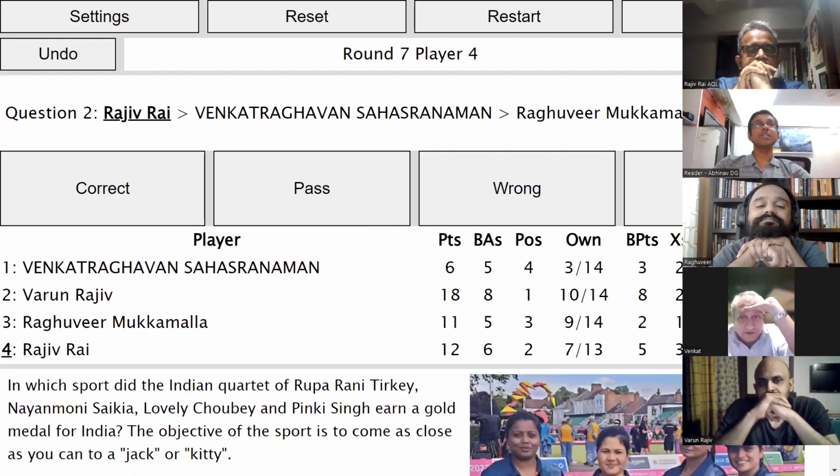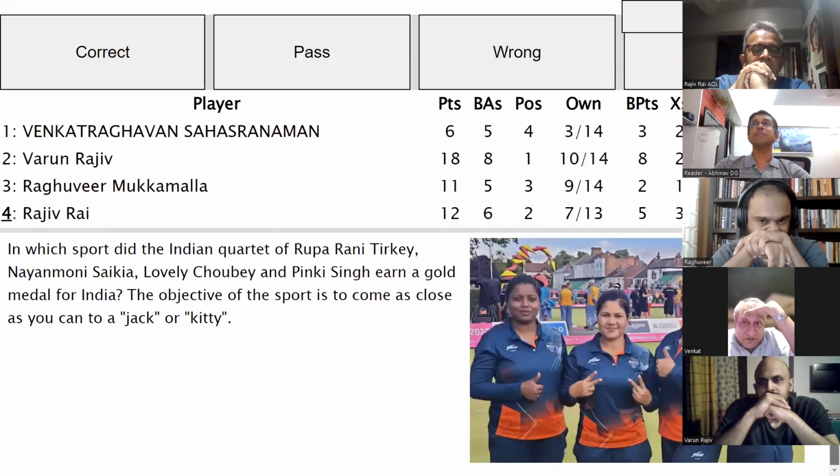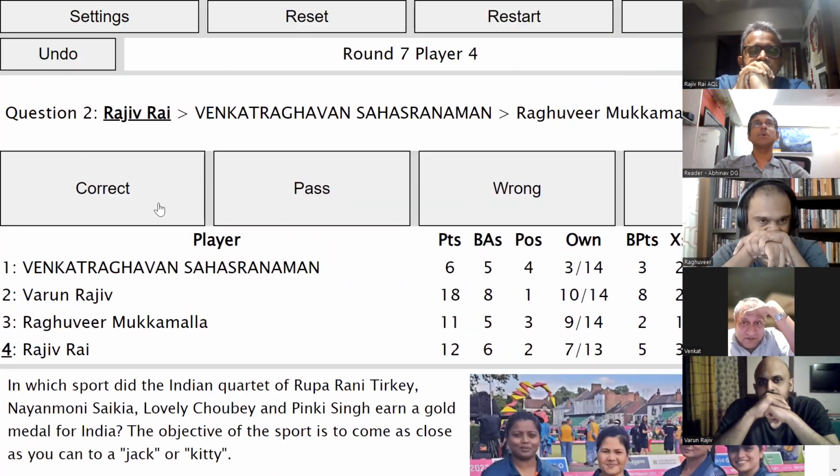Rajiv, your next question. In which sport did the Indian quartet of Rupa Rani Tirkey, Nayanmoni Saikia, Lovely Choubey, and Pinky Singh earn a gold medal for India? The objective of the sport is to come as close as you can to a jack or a kitty. Lawn bowls. Lawn bowls is correct.